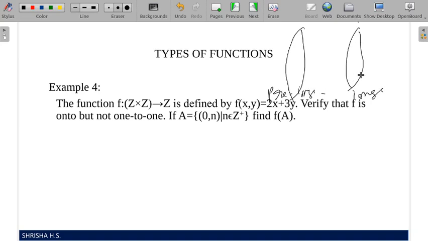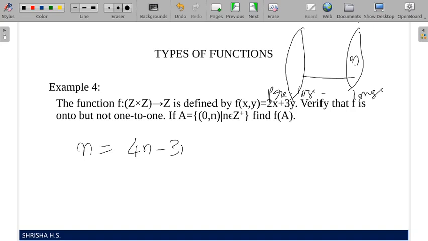Okay, so what does onto require? Onto requires every image should have a pre-image. That's the requirement of an onto function. Okay, so take any value n from here, because it's a single value Z. Any value n, if you are able to represent it in the 2x plus 3y form, then it has a pre-image. Okay, so take n.